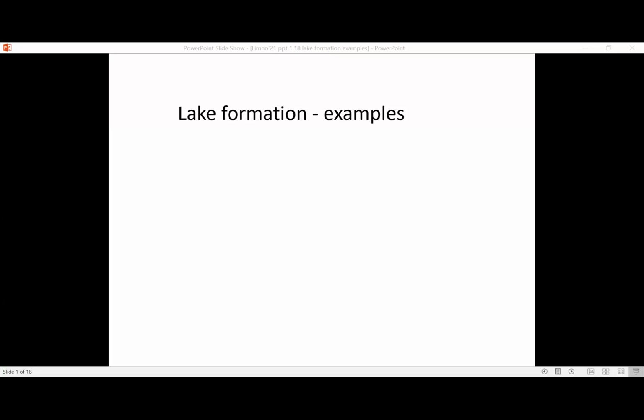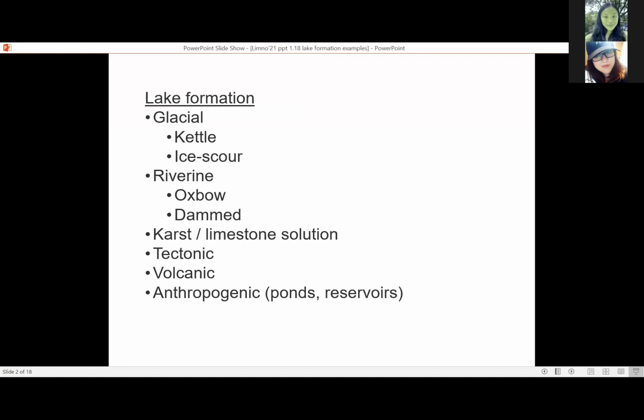Okay, so what I got here is just some examples for you. And these are the main ways that lakes are formed. There's a lot more, actually, with a few lakes caused by this or that or the other thing. These are the main lake examples that I have explained. And now I'm going to show you some examples of all of them, I believe.